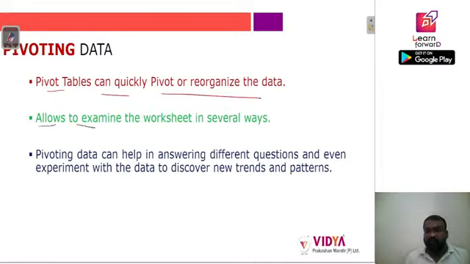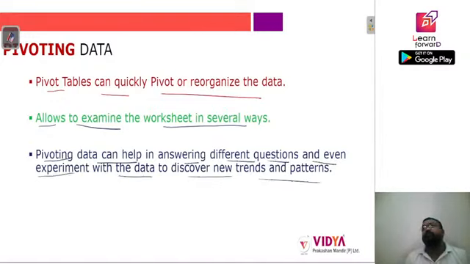So it helps us to examine the worksheet in several ways. We have seen that first we selected the customer name, and then the state, and then sales. Then again we changed only the customers and sales. So this is how you can simply examine your worksheet in several ways. Pivoting data helps you answer different questions, and even experiment with the data to discover new trends and patterns.